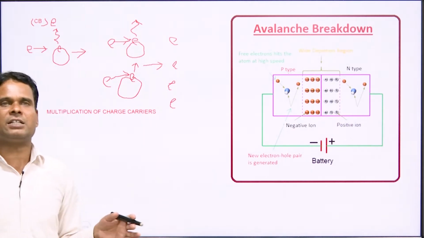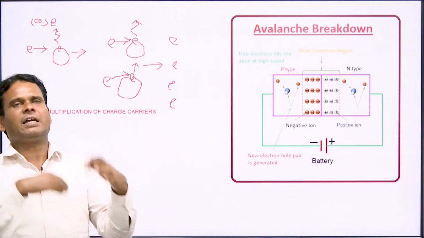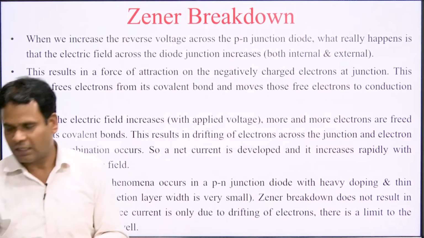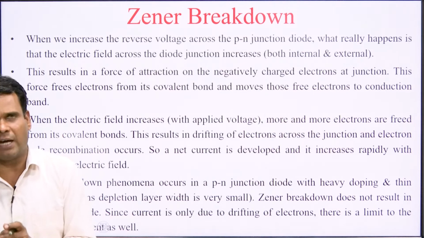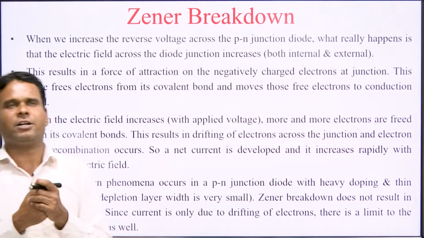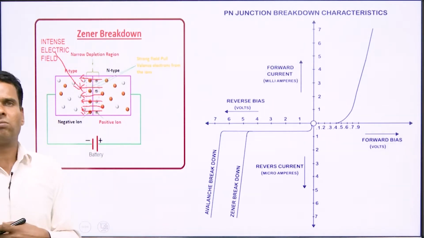Why does the current increase gradually? Because as the multiplication of charge carriers increases, the current also increases. Now, I am going to discuss the Zener breakdown. What is the Zener breakdown? Basically, Zener breakdown exists in those diodes which are highly doped. Especially in a highly doped diode, the width of the depletion layer is very narrow.